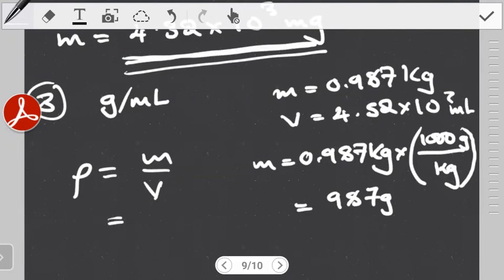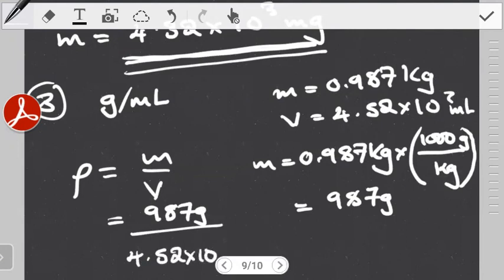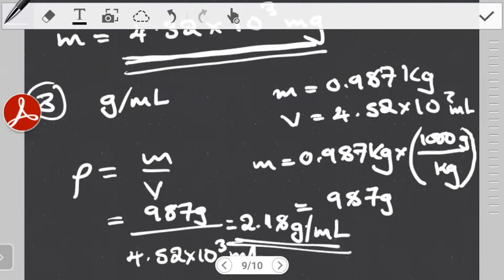Once I have that, now I can perform my division. The mass is 987 grams. The volume is the same value which was given, 4.52 by 10 to the power 2 milliliters. When we simplify this, we see that the value we get when we perform the division becomes 2.18 grams per milliliter. Okay, so that becomes our final answer. Hope this is not confusing you. Write it somewhere there, 987 grams. So this is how we approach this.